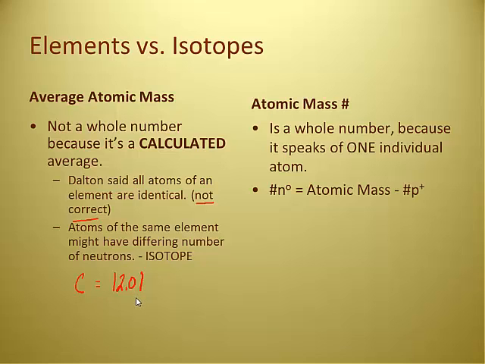What are my chances of finding an atom of carbon that has exactly a mass of 12.01? Zero. It's a mathematical computation. Okay, so it's just an average. It's just an average.